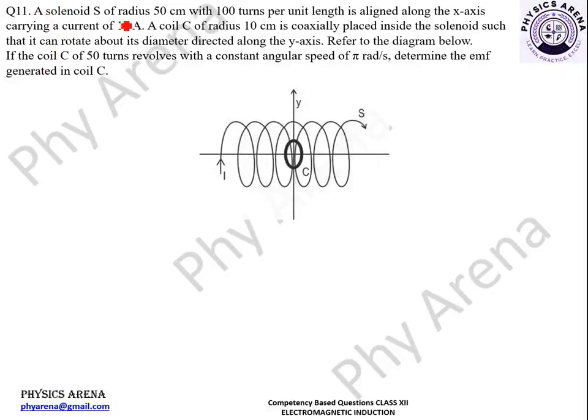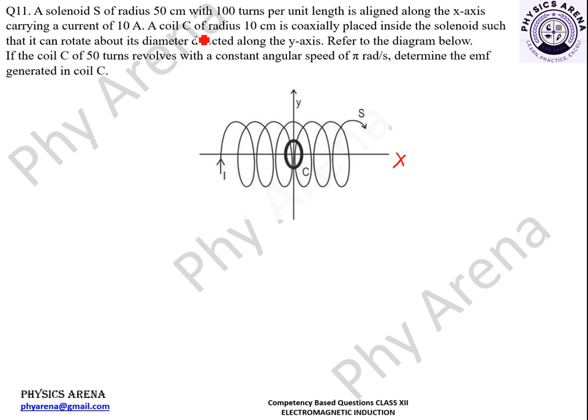Question 11. A solenoid S of radius 50 centimeter and 100 turns per unit length is aligned along the x-axis. So we can see that this is a solenoid and it is aligned along the x-axis. It is carrying a current of 10 amperes.